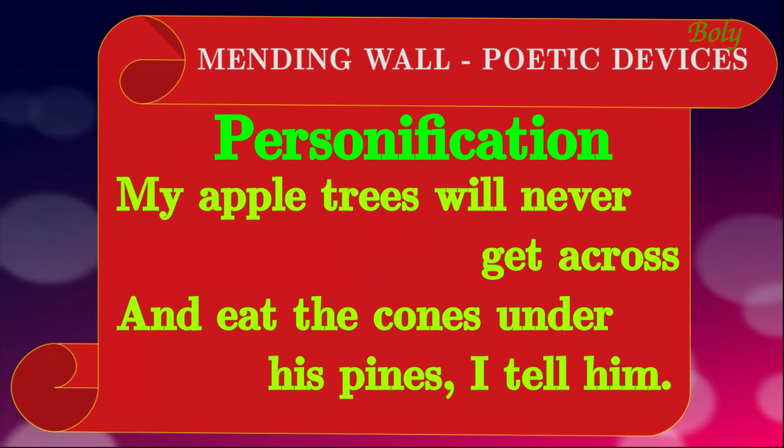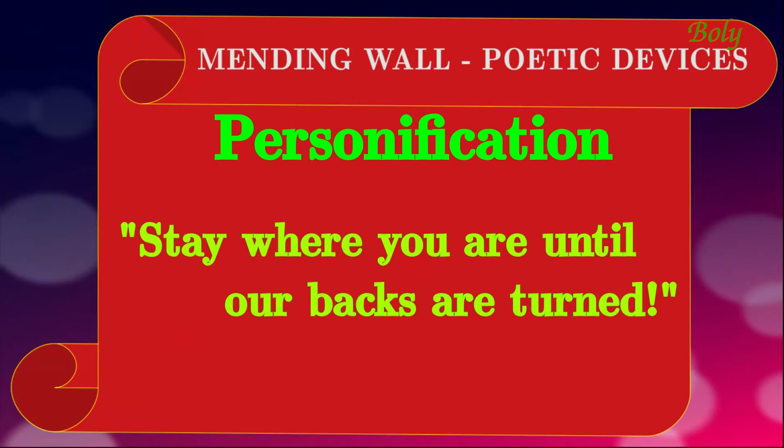Another example is, my apple trees will never get across and eat the cones under his pines. Here the apple tree is given a human attribute. Stay where you are until our backs are turned. Here boulders are asked to stay at their position. The poet considers boulders as people who obey his command. Here also this non-living object, rock piece, boulder, is getting a human quality.